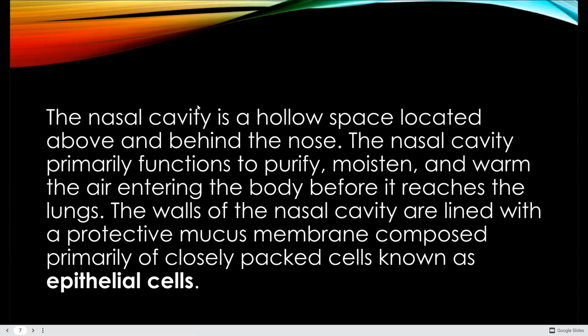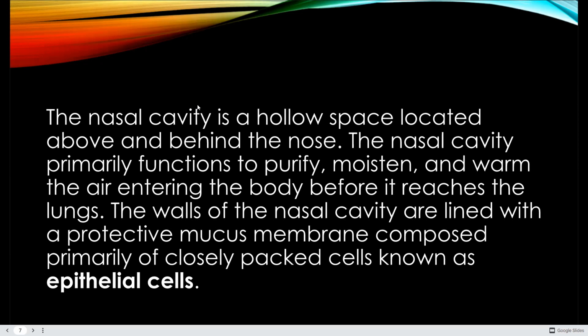The nasal cavity is a hollow space located above and behind the nose. The nasal cavity primarily functions to purify, moisten, and warm the air entering the body before it reaches the lungs. Right? The walls of the nasal cavity are lined with a protective mucous membrane. Mucosa membrane or mucous membrane are the one responsible in the production of mucus.